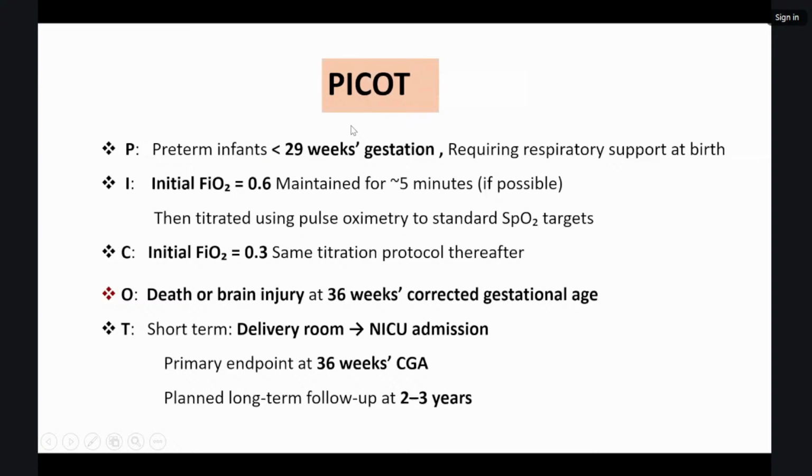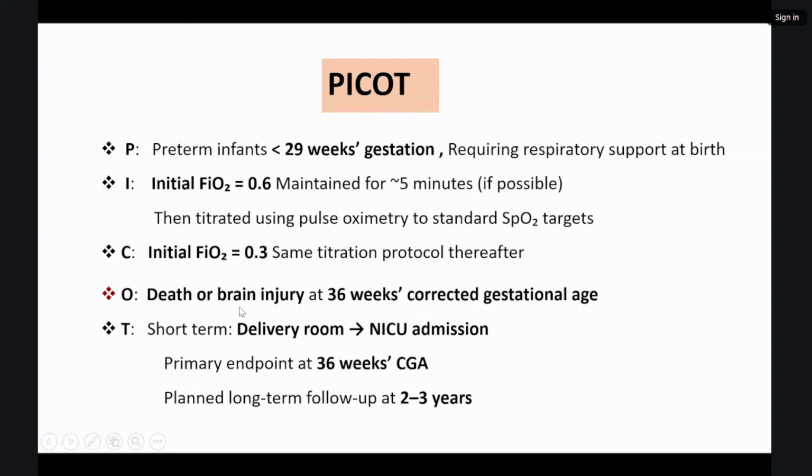So coming to the PICOR, the population is preterm infants less than 29 weeks of gestation requiring respiratory support at birth. The intervention is initiating the resuscitation with the FiO2 of 60% maintained for 5 minutes, and it is titrated using pulse oximetry to standard SpO2 targets. And the comparator being the FiO2 of 30% for resuscitation. Again, the same protocol was followed for the intervention.